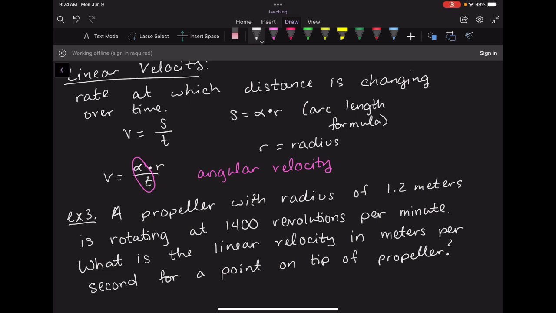So they kind of always set this part up like a point on the tip of something. That's just to give you a reference point. Like for us, I was talking about the rock and stuff like that. That was our reference point.